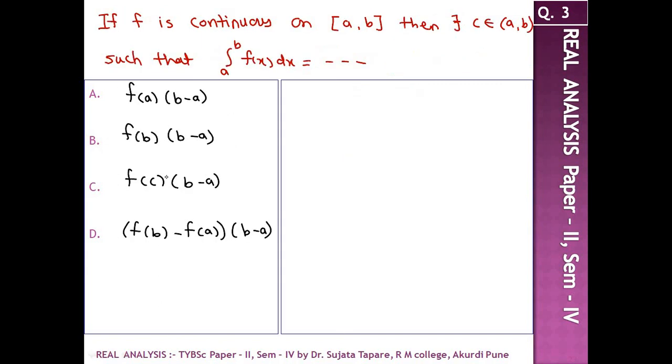Next one. If f is continuous on the closed interval [a, b], then there exists c belonging to the open interval (a, b) such that the integral from a to b of f of x dx is equal to, use here the first mean value theorem, and using it we get f of c into b minus a. So the answer is C.